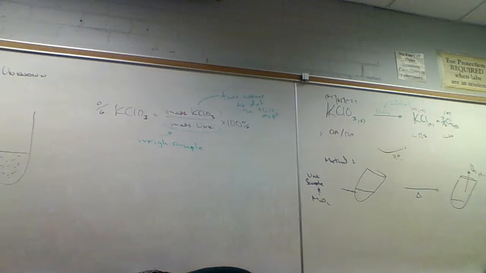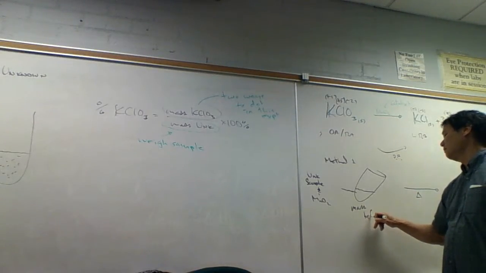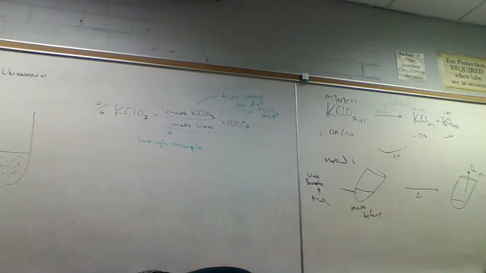So if we have the product residue, then the difference in mass, the mass before reaction minus the mass after reaction, is going to be different. And the difference is going to be due to the oxygen. There's going to be no more oxygen in the solid. All the oxygen was converted into gas and escaped. And so the mass of the oxygen we can calculate.